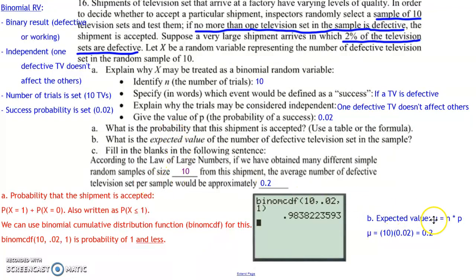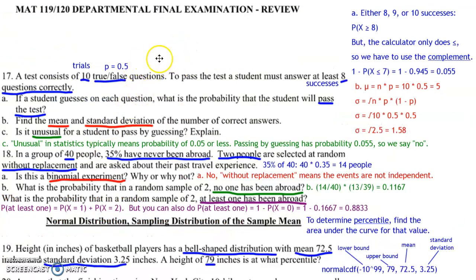And then the expected value, same exact formula from before. And then we're filling in the information, random samples of size 10. Well, we learned about that from before. That's the number of trials. And then 0.2 is the average number of defective television sets because that's our mean. That's our expected value. Moving right along to question number 17.